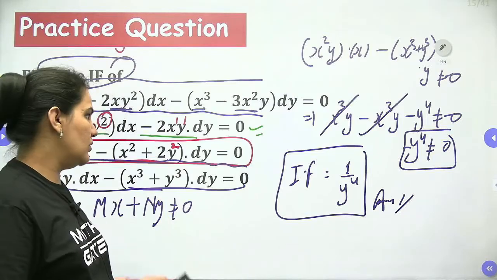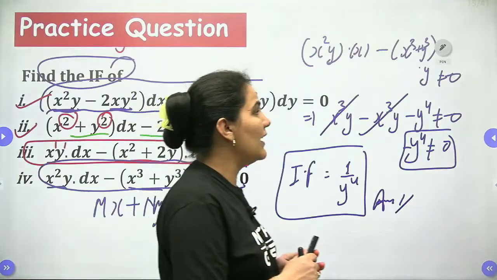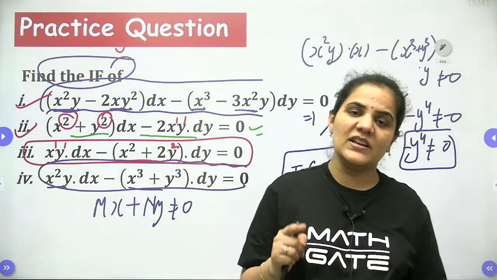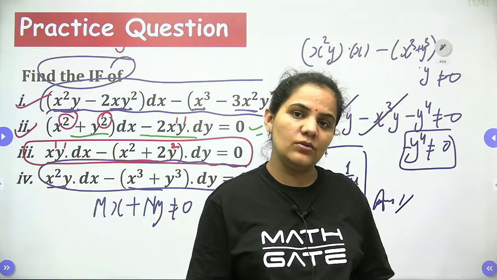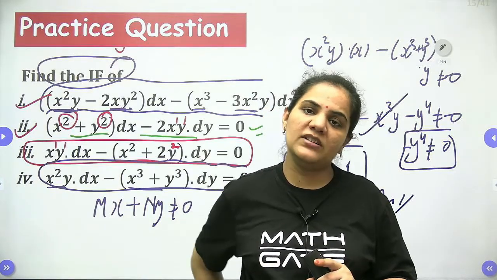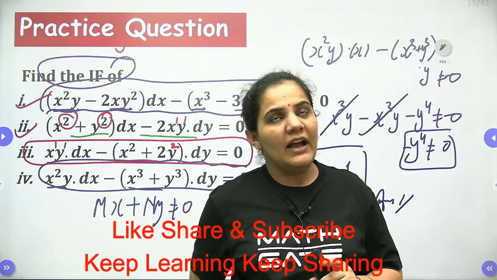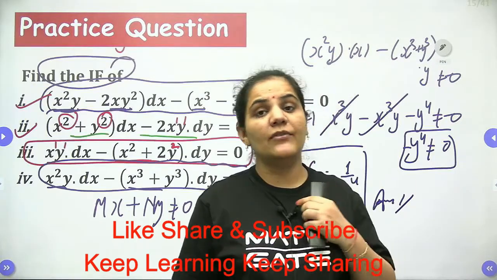Okay guys, so that's all from these two methods. We will discuss methods number 3 and 4 in the next lecture only. Then the first order and first degree differential equation will be done. After that we will discuss the CF and PI concept.